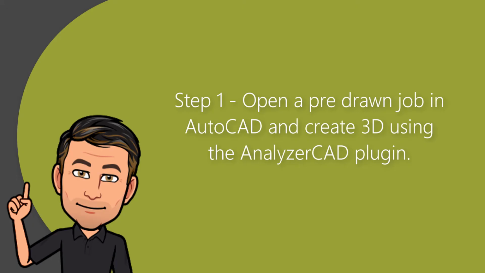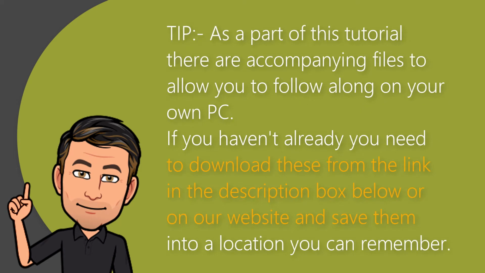Step 1. Open a pre-drawn job in AutoCAD and create 3D using the Analyzer CAD plugin. Tip: as a part of this tutorial there are accompanying files to allow you to follow along on your own PC. If you haven't already, you need to download these from the link in the description box below or on our website and save them into a location you can remember.